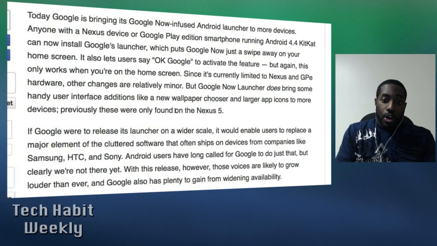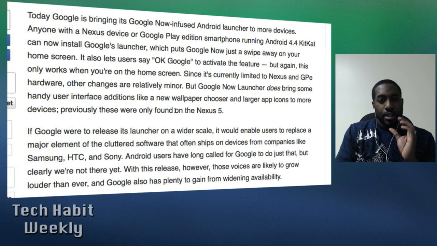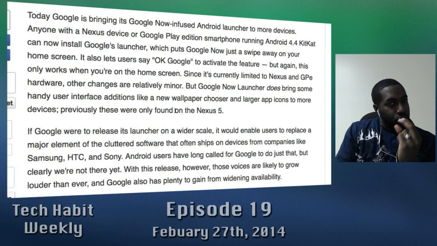And it also lets users say "Okay, Google" to activate the feature. But again, this only works when you are on the home screen, since it's currently limited to the Nexus and Google Play Edition. The hardware and other changes are relatively minor, but the Google Now launcher does bring some handy interface additions like a new wallpaper chooser and larger app icons to more devices. Previously, these were only found on the Nexus 5.